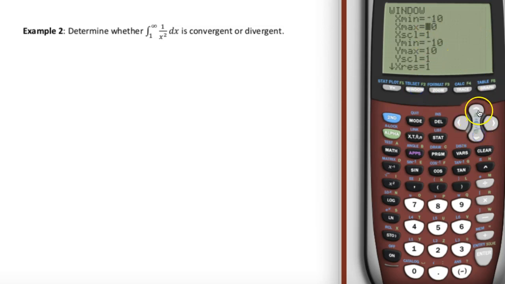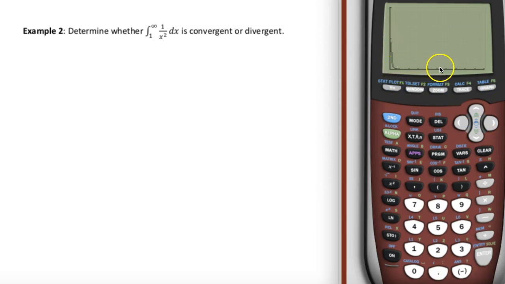So I want my x to go from, let's start at 0 because we're not worried about anything less than 1. Let's go from 0 to 100. Let's go up by 10. And let's change my y scale from 0 because I know this is going to be positive. And let's change my y max to, I don't know, maybe 2. Does this give us a better idea?